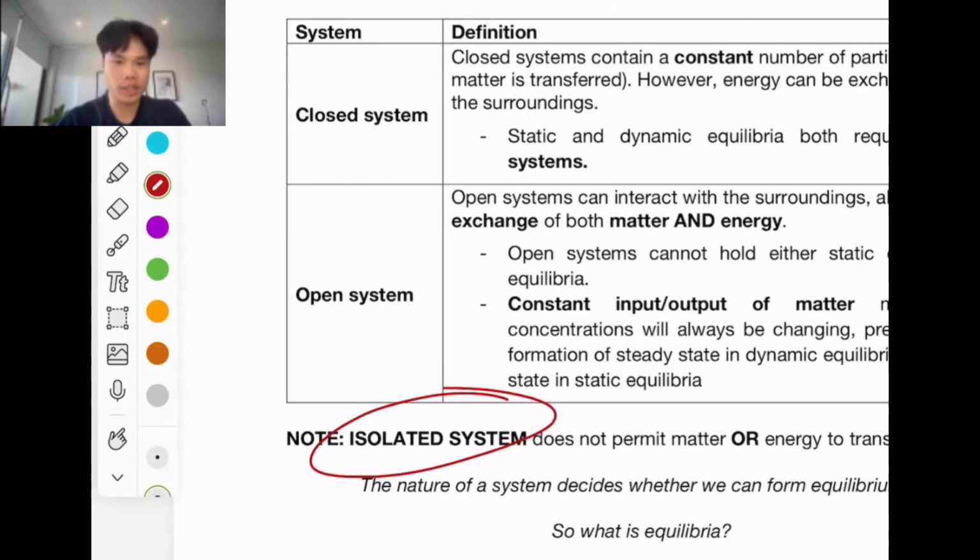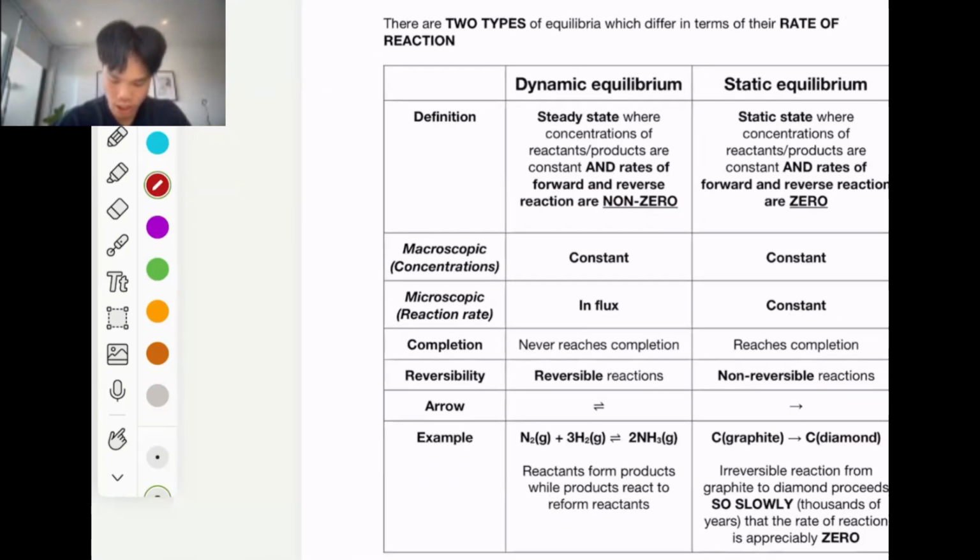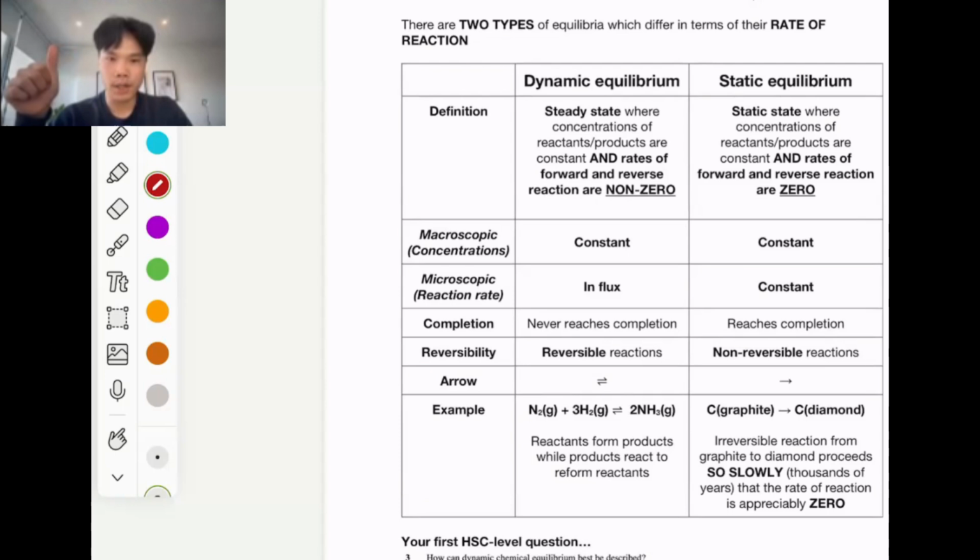Closed only. And that applies for both dynamic and static equilibria, which are two types we need to know. In dynamic equilibria, you have constant reactions going forward and backward at an equal rate, so a non-zero rate, whereas in static, you have a zero rate. So the forward reaction is zero, the reverse reaction is zero.